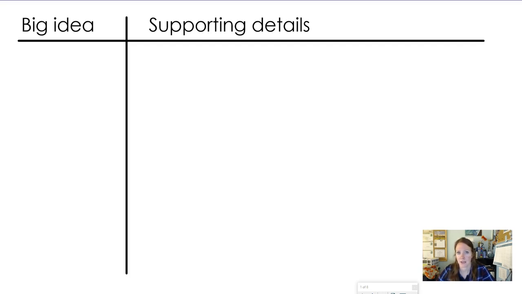Go ahead and open to the next blank page. Please label the page Graphing Notes. Be sure to include the date that you are taking the notes. You're going to want to divide your paper into 2 columns here. Include a narrower column on the left for big ideas and a wider column on the right for supporting details. Pause the video now to do that.